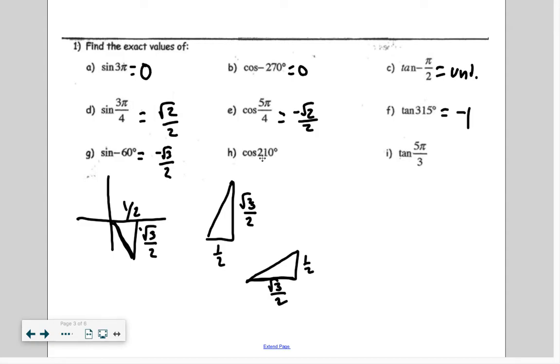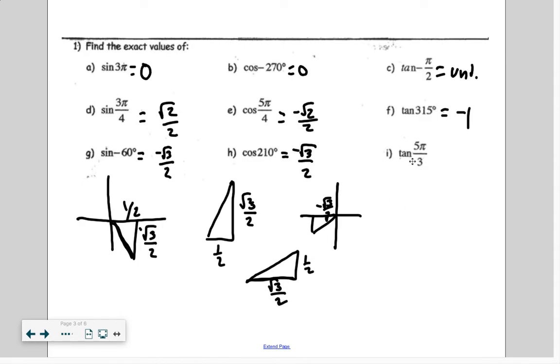So this is 180 plus 30, so I'm working with a 30-degree angle. And 180 plus 30, I'm working with this triangle. And it's going to be a 30-degree reference angle, so it's shooting out. Negative root 3 over 2 is going to be my x value. My y value is negative 1/2, but that doesn't matter for cosine. Negative root 3 over 2.